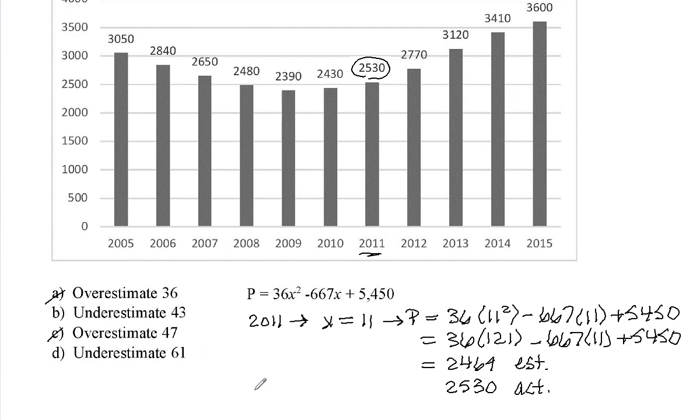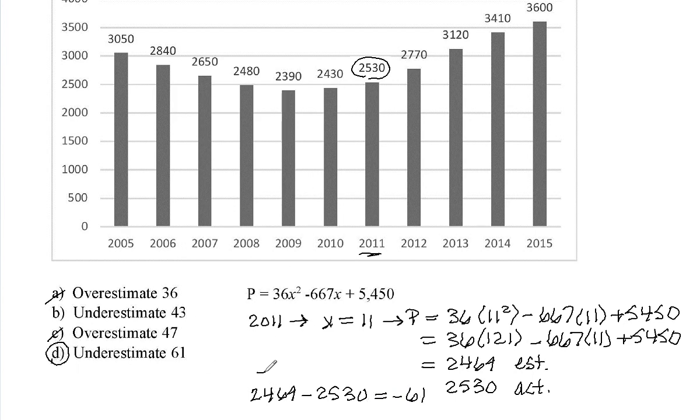Well, let's see here. 2469 was our estimate, minus 2530 was our actual. And if you subtract those, you will get negative 61 on your calculator. So the negative is indicating it's an underestimate by 61, which is choice D.